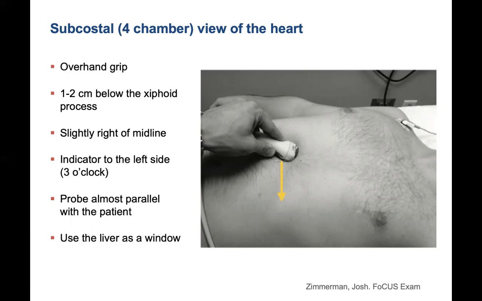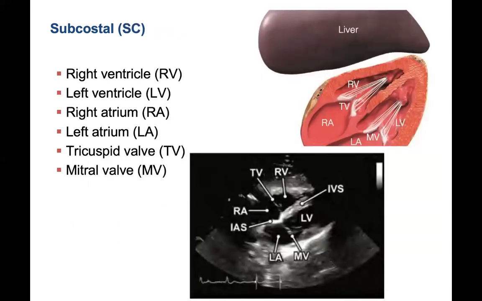The indicator is going to be to the patient's left side, or 3 o'clock. And again, that probe is going to be almost parallel with the patient. So that's why we need that overhand hold, so that the probe can get pressed down to be almost parallel to the patient. And we're going to use that liver again, we said, as a window to get to the heart to make the heart look nice and clear. What are we going to see? I call this view kind of the apical 4-chamber turned on its side. So we're going to see a lot of the same structures: right ventricle, left ventricle, right atrium, left atrium, interventricular septum, our tricuspid and mitral valves, and our interatrial septum.